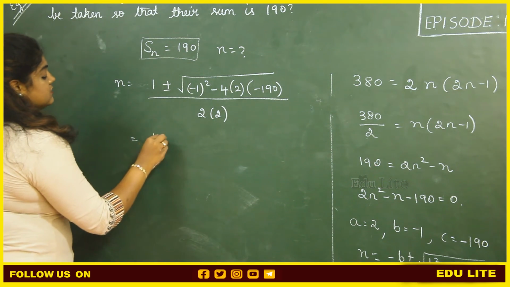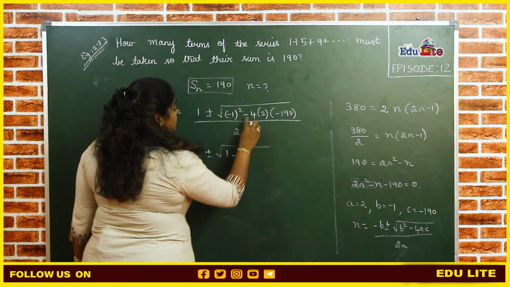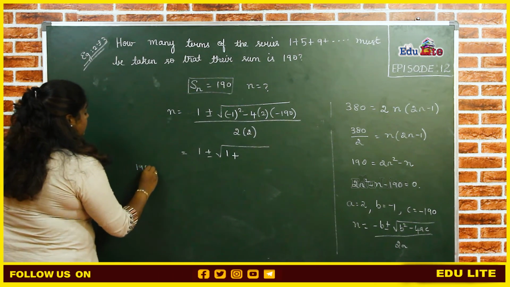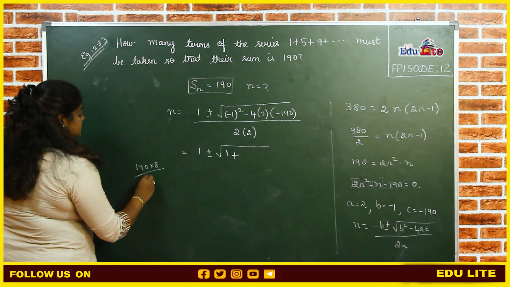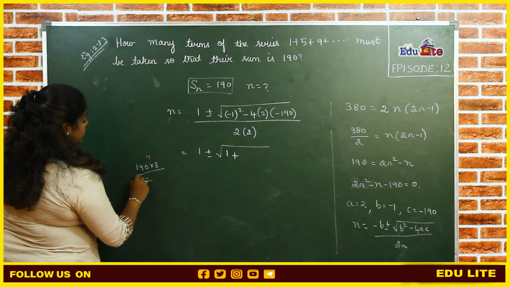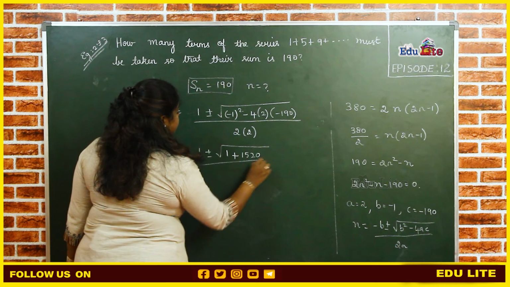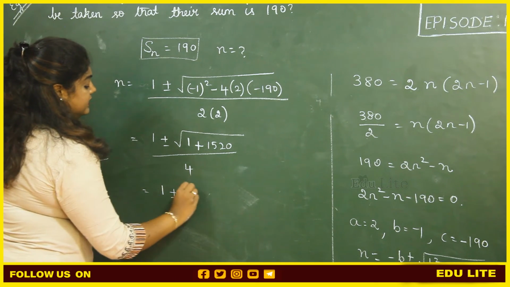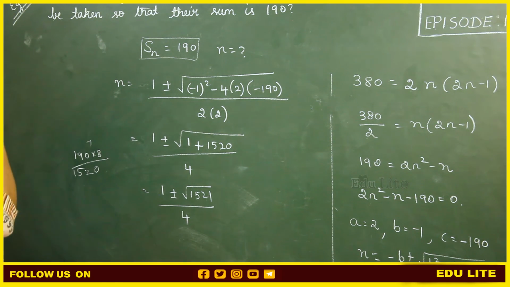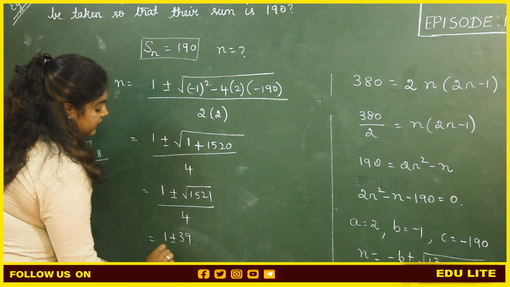We have to simplify this. 1 plus or minus square root of minus 1 squared is 1, minus into minus will become plus, 4 2s are 8, 190 into 8 will be 1520, 1520 divided by 4. 1 plus or minus square root of 1521 divided by 4. The root of 1521 is 39. Therefore, 1 plus or minus 39 by 4.